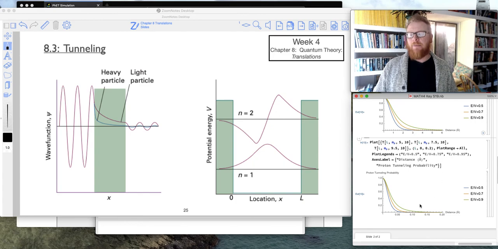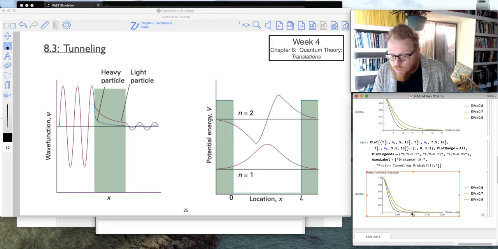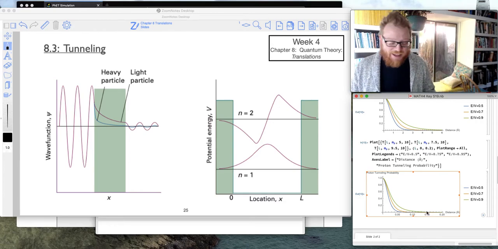But check out what happens when I change this to a proton. So now this is proton tunneling probability, okay? Same barrier energies, 10 electron volt potential energy, but now look, even the most energetic proton here, the one with 9 electron volt kinetic energy, can't even make it a quarter of an angstrom, right? It makes it maybe 0.15 of an angstrom, but that's it.